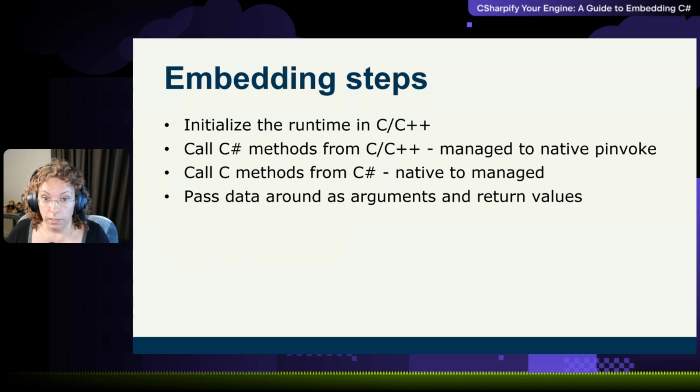So let's look at actual code. The basic embedding steps for embedding C#: you're in your C++ app and you call something to initialize the runtime, whichever runtime it is. It could be Mono, it could be Core CLR. Once the runtime is initialized, you can call C# methods and C# can call you. And basically that's it. Now you're passing around data as arguments and return values, and you're good.